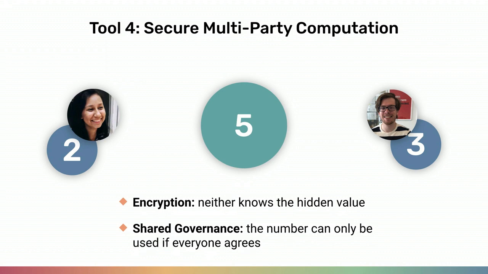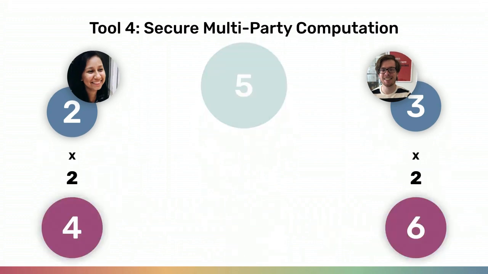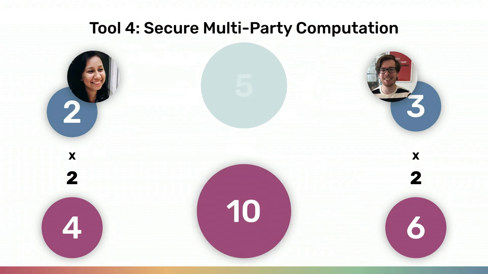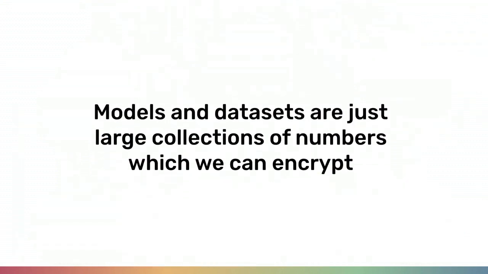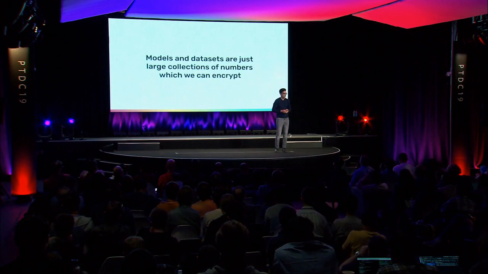And the really amazing part is that while it is encrypted, we can perform computation. Let's say we wanted to multiply the number times 2. Simple arithmetic. If each person multiplies their shares times 2, now we have an encrypted 10. And it turns out there's a whole host of protocols in the cryptography community that allow you to do lots of different functions while numbers are in this state, including the functions that we need for deep learning. And this brings me to the real link. Models and data sets are just large collections of numbers, which we can individually encrypt, such that models and data sets can have shared ownership and shared governance.